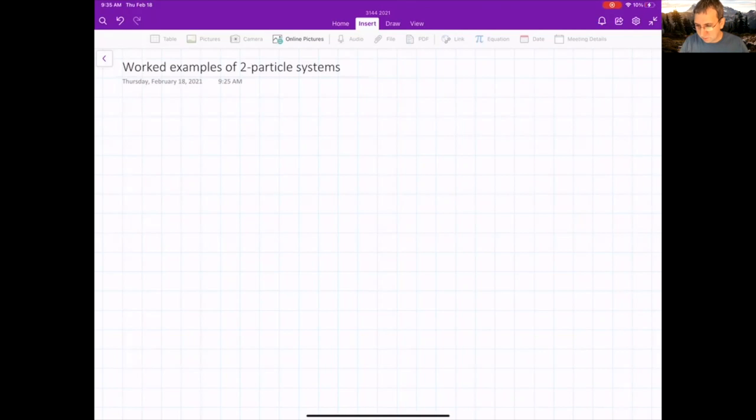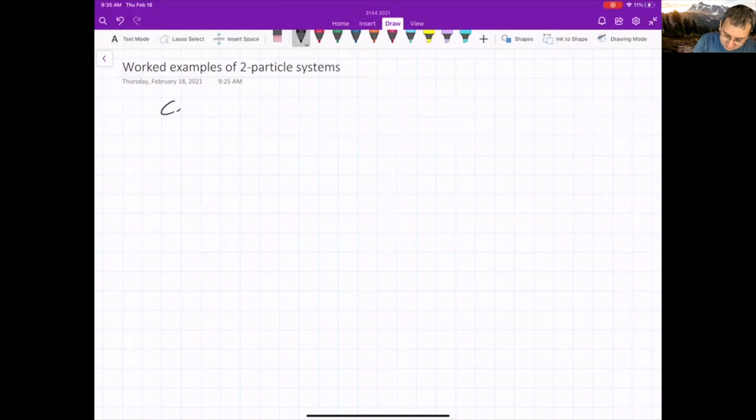There's a couple of preliminary things that we have to mention, some theoretical things before we get into it that'll just make life a little bit easier. So I'm going to start with center of mass of a multi-particle system of n particles.